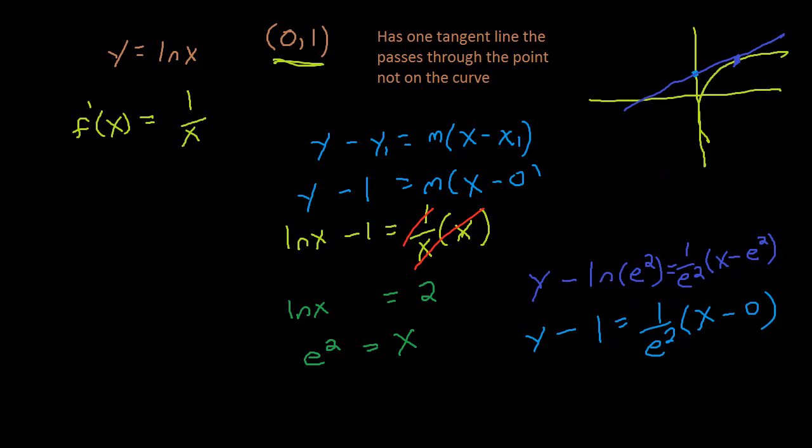So I hope you enjoyed this video. This was how you actually find the tangent line using a point that's not directly on the curve, not the point where the actual tangent line would meet with the actual function, in this case y equals ln of x.